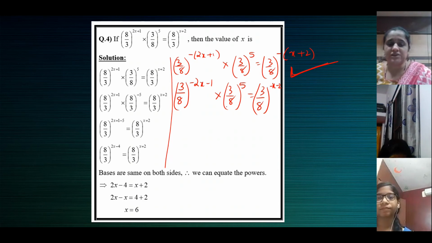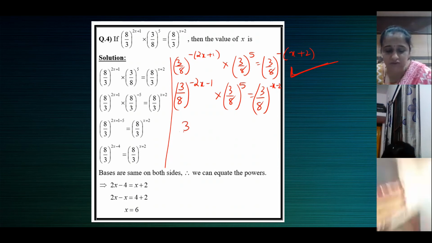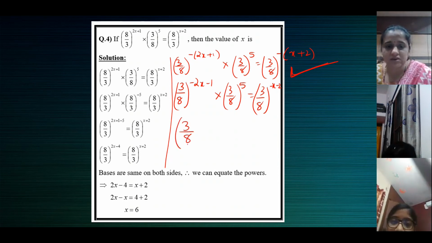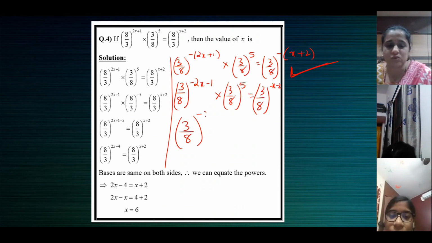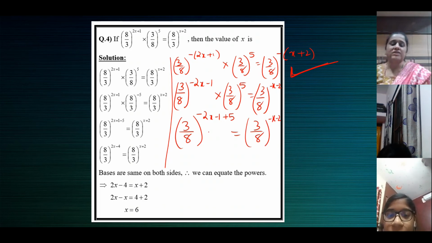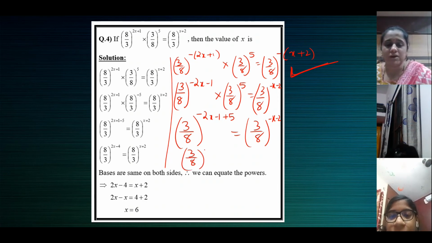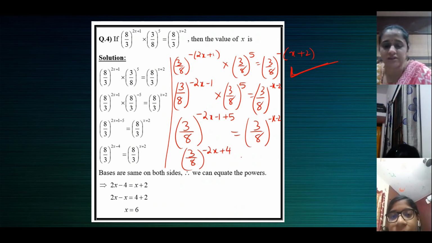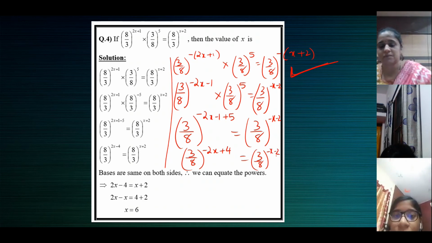So this is what it is. Next step, when bases are the same and it's multiplication, we add the powers. So 3 by 8 is the common base in the LHS. We add the powers: minus 2x minus 1 plus 5 is equal to 3 by 8 to the power minus x minus 2. Let's simplify. We have 3 by 8 to the power minus 2x plus 4, because minus 1 plus 5 is plus 4, is equal to 3 by 8 to the power minus x minus 2.